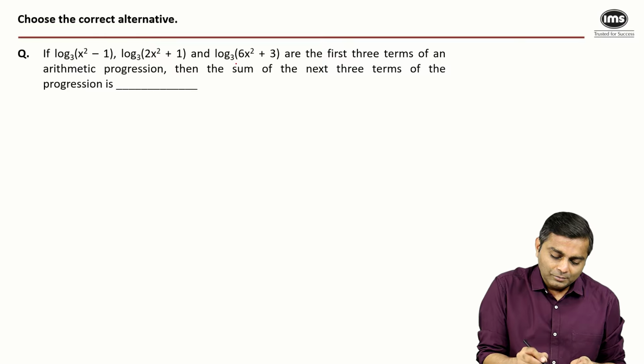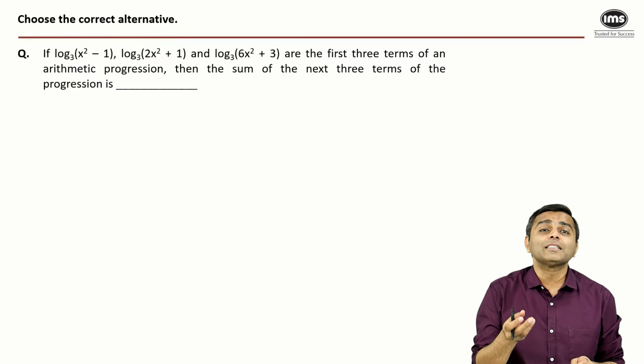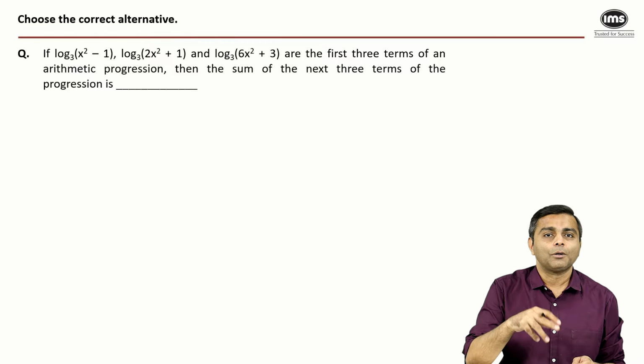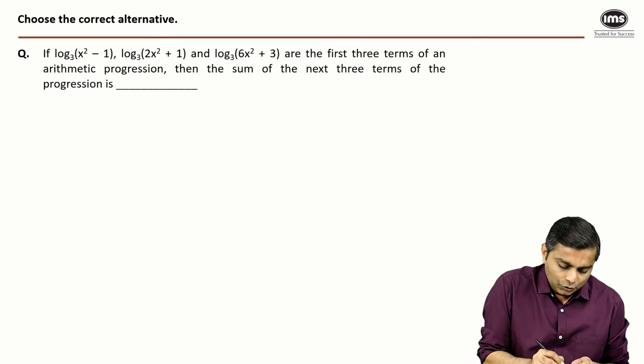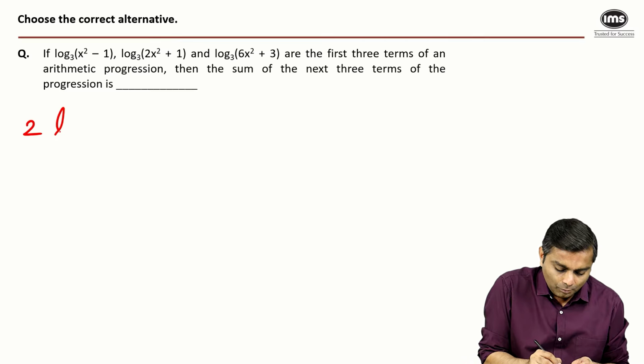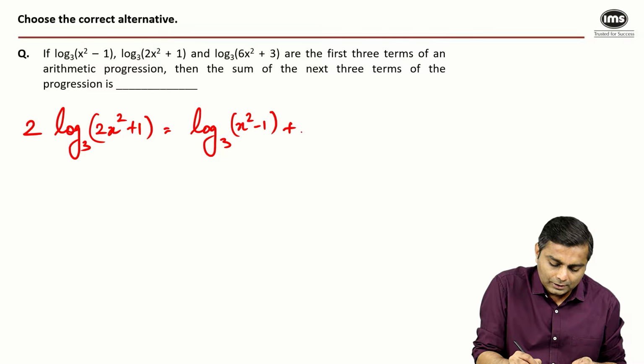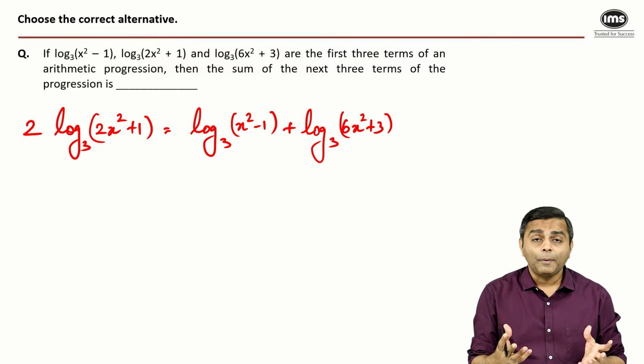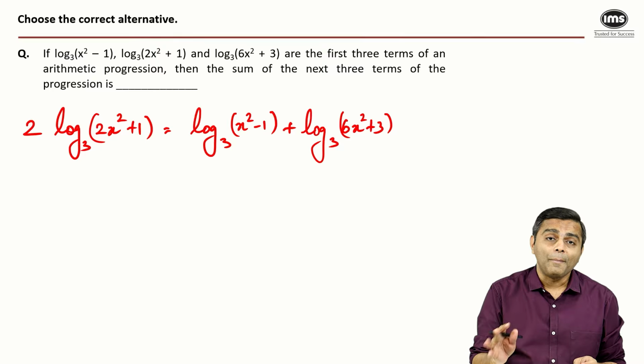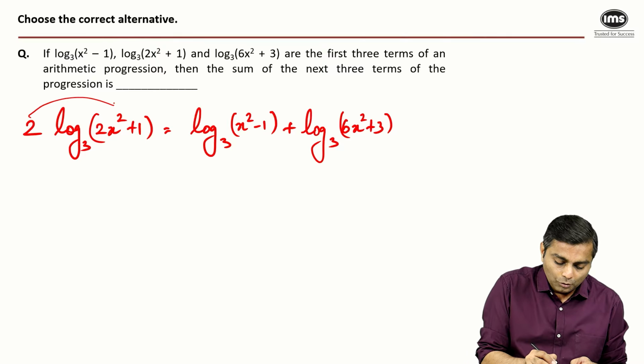Great. Okay. So, the three terms are given and they've said that they are in AP, which means twice the second term is equal to the first plus the third term, right? So, 2 times the second term, which is nothing but log of 2x square plus 1 to the base of 3, is equal to log of x square minus 1 to the base 3 plus log of 6x squared plus 3 to the base of 3. The good part about it is all the logs have the same base. Okay, I'm going to get this 2 here.